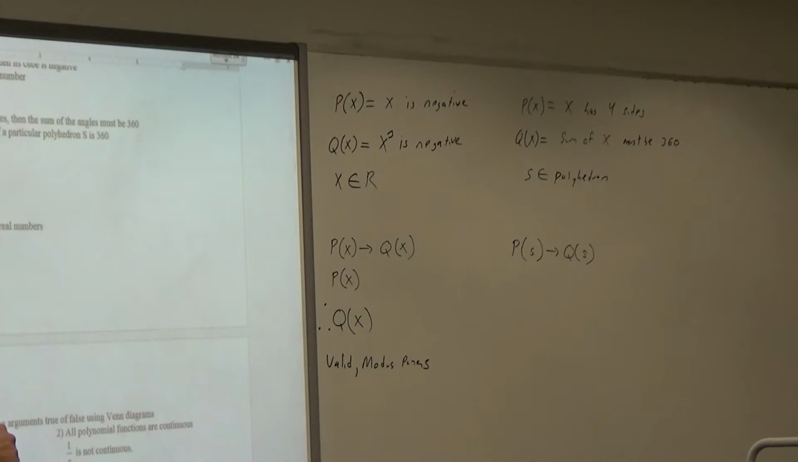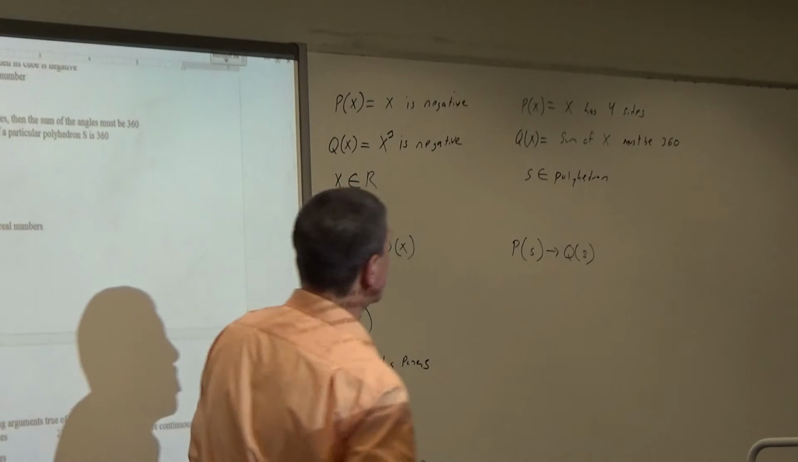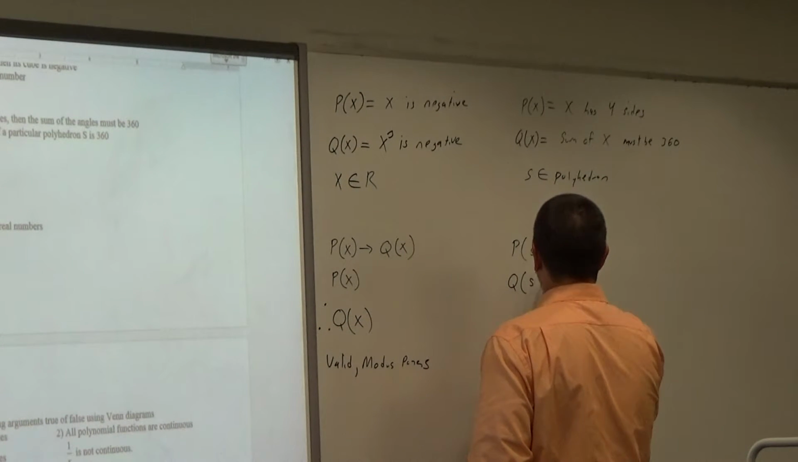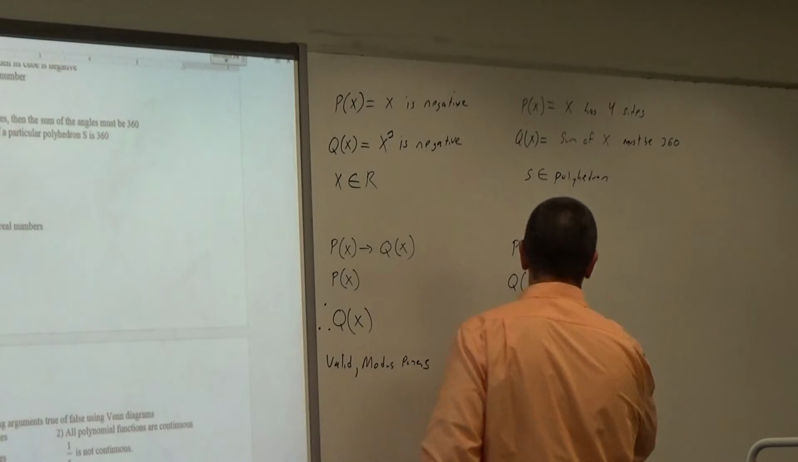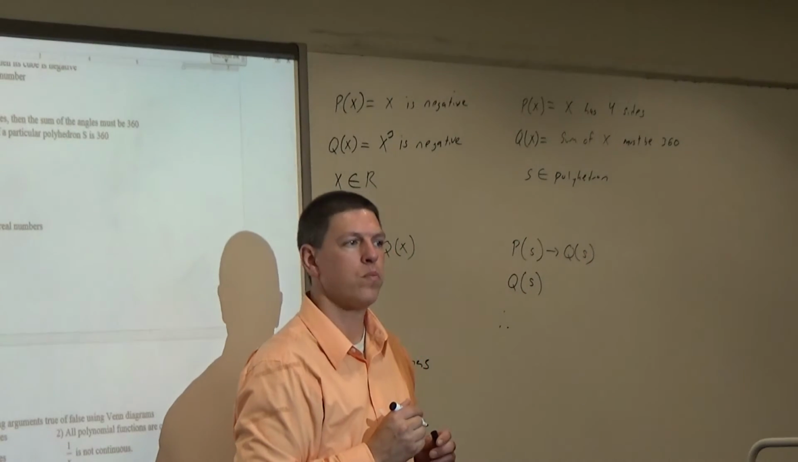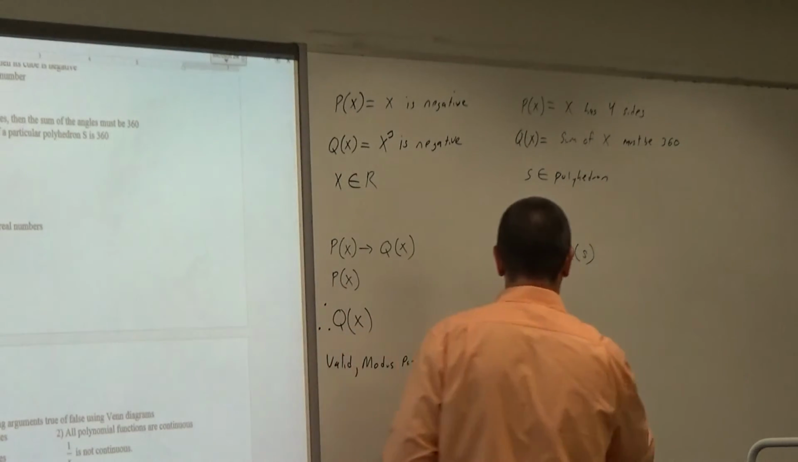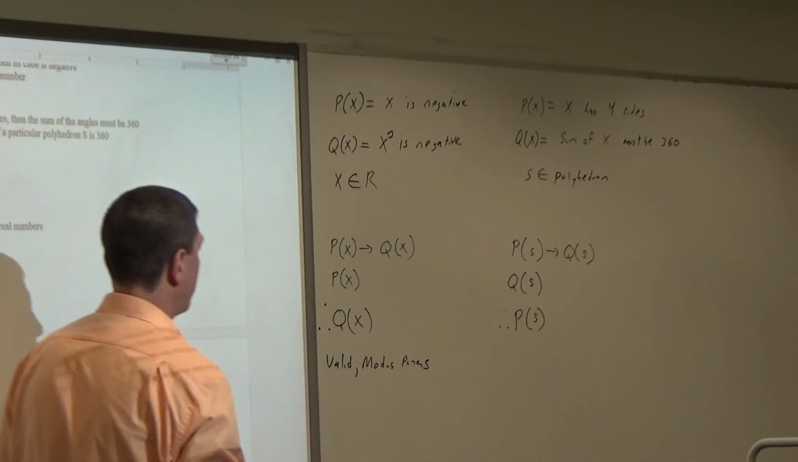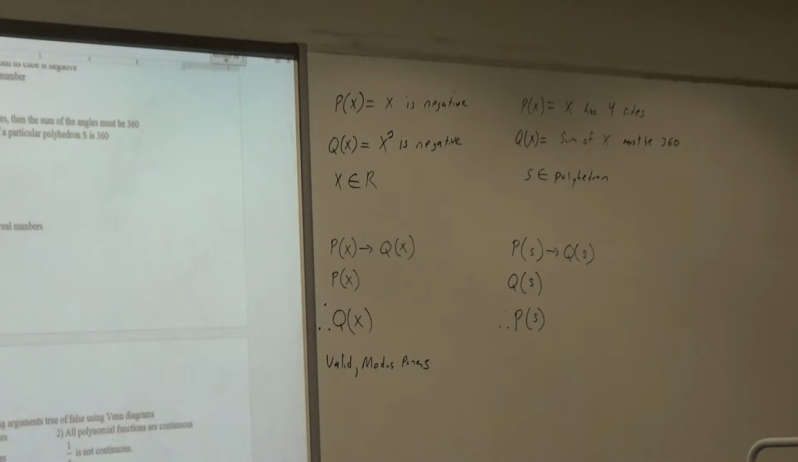Q of S. Q of S, right guys? Because it says we define Q to be the sum of the angles, or the sum of X must be 360. So this is going to be Q of S. Therefore, what, guys? P of S. P of S. Nice. And unfortunately, this doesn't follow the modus ponens, or modus tollens, right? So this is invalid.